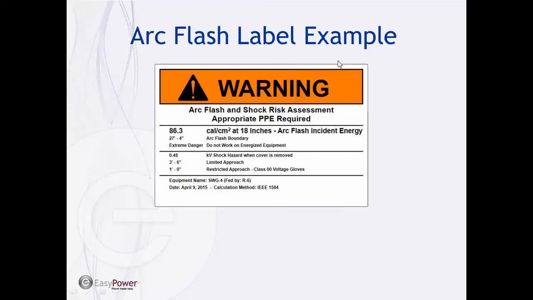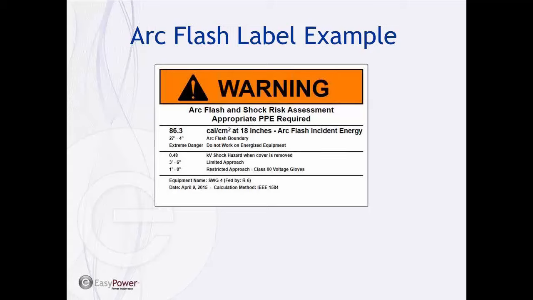So here is a standard label that you would get if you printed from the EasyPower software. You will notice that it has some additional information than is specified in Article 130.5 of the NFPA 70E 2015. So there's a lot of information that you may see on Arc Flash labels that is not required.